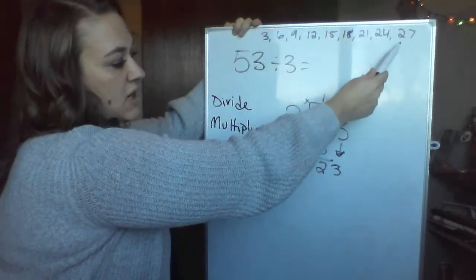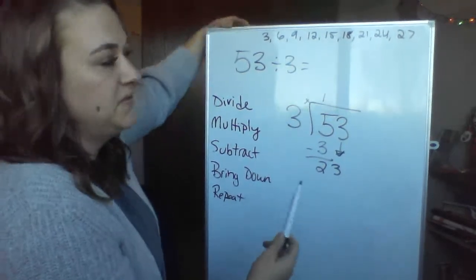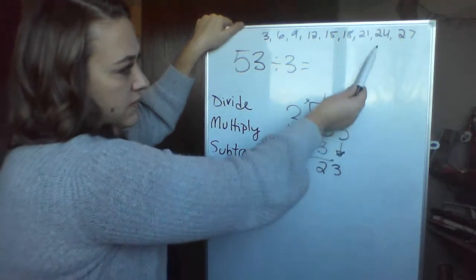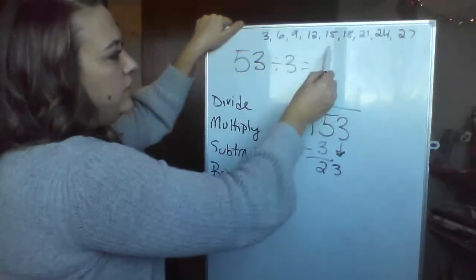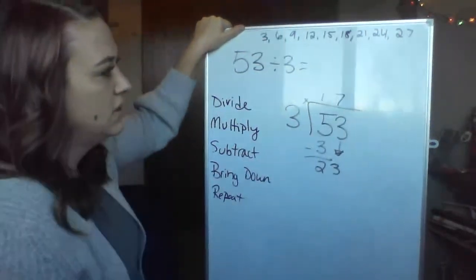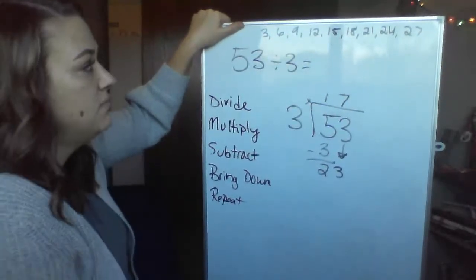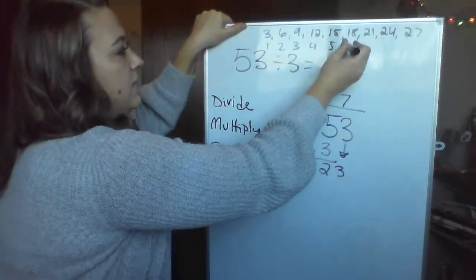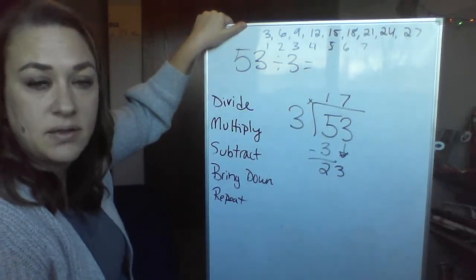Well, 27 is too many. Oops, I went way too far. I thought we're doing 25 for some reason. So 21 is just below 23. 24 is too many. I only have 23. So I can make 1, 2, 3, 4, 5, 6, 7 groups. 7 groups of 3 out of 23. You see that? If I skip count by 3s.